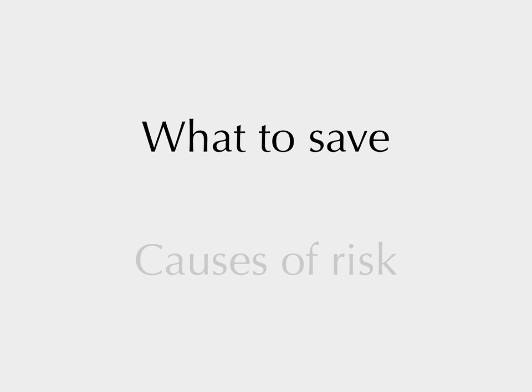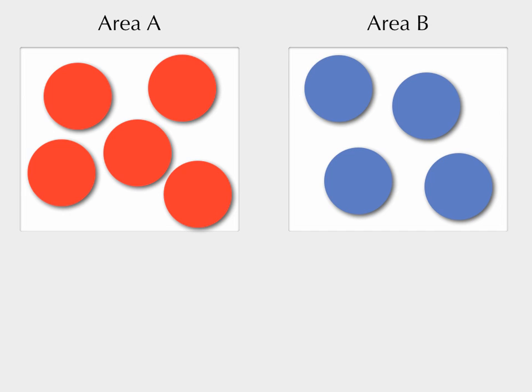So first of all, what to save. I said to you, here are two areas. I have enough money to buy one of these areas to preserve, and the other one's going to be paved. Which one should we buy? Which area, A or B? We're going to put a practice field in one of them, save the other one. So which one do we save?